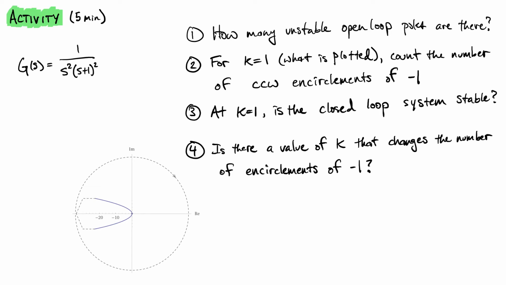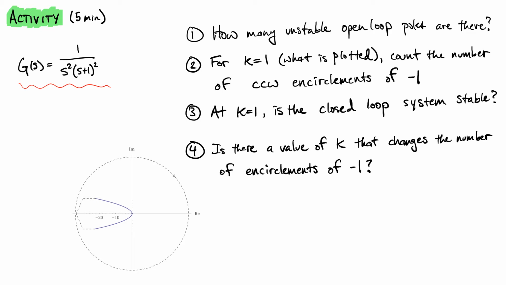In this activity, we'd like to use our Nyquist criteria to analyze the stability of the closed loop system based on a unit feedback system with this open loop plant. And so these steps 1, 2, 3, and 4 help you step through that process. So the first step is to identify how many unstable open loop poles there are.